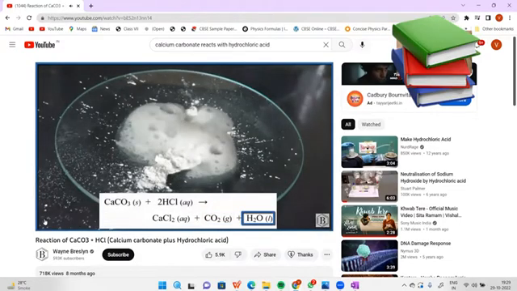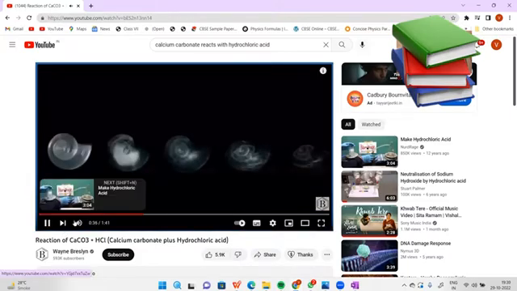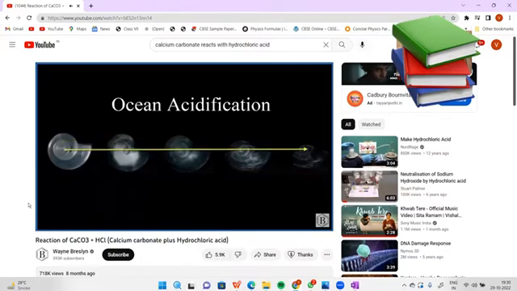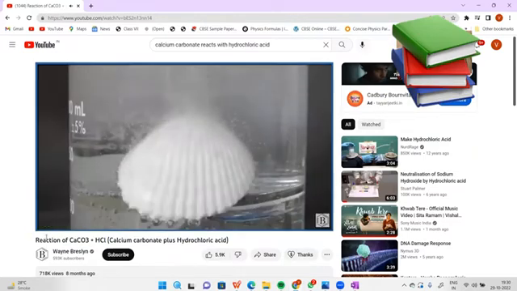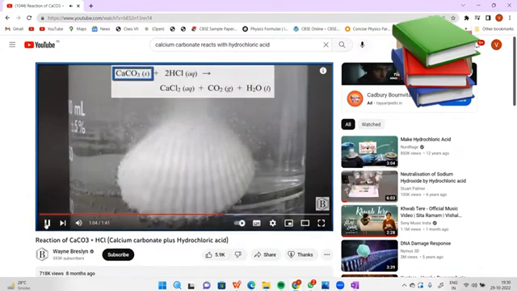So this is the equation for the reaction of calcium carbonate with hydrochloric acid. It's important because when the ocean absorbs carbon dioxide, it produces a weak acid. It's not hydrochloric acid, but it's enough of an acid that it dissolves shells over time. It's called ocean acidification. So watch what happens when I take a seashell and put some hydrochloric acid on it. This is stronger than ocean acidification, but you can see those bubbles? That's the carbon dioxide gas we saw earlier. That shell is made mostly of calcium carbonate.